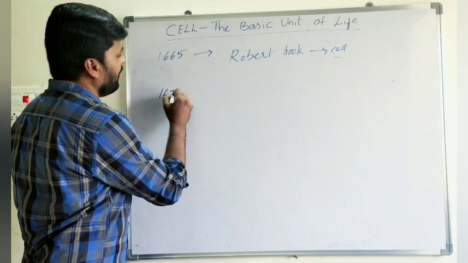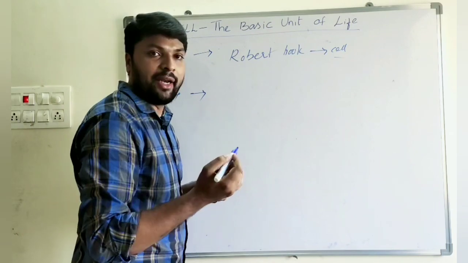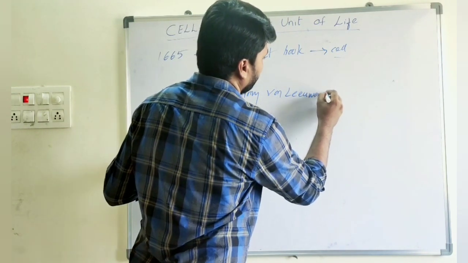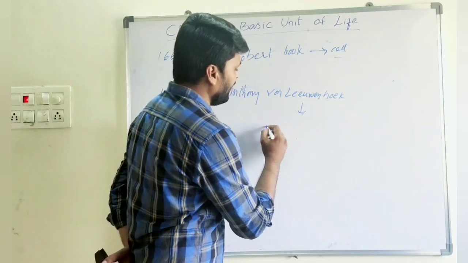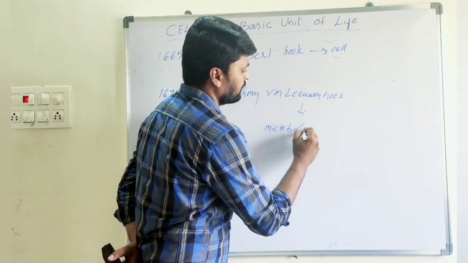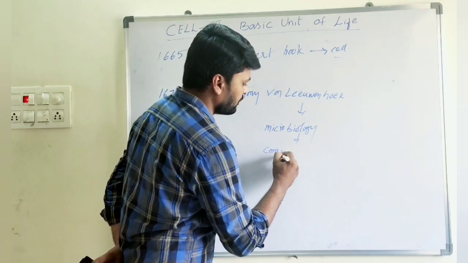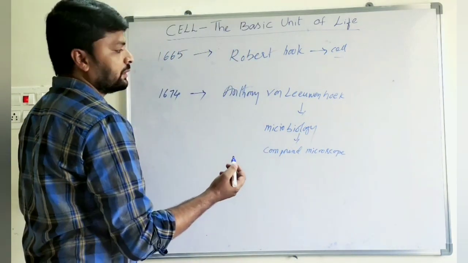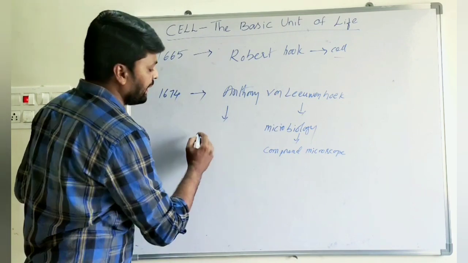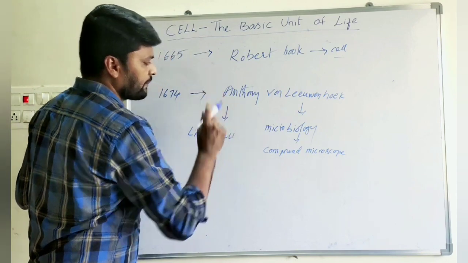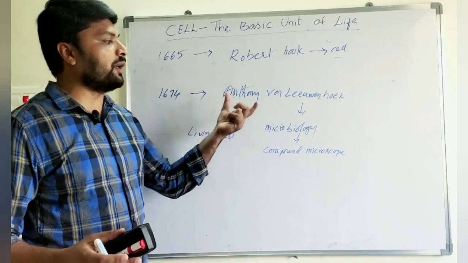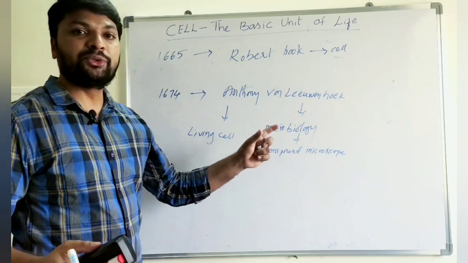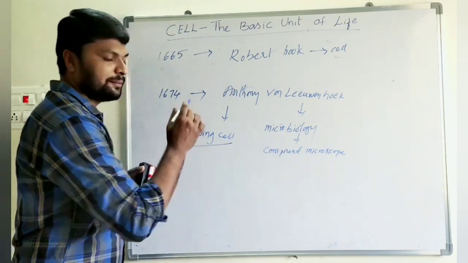In the year 1674, the scientist Anthony van Leeuwenhoek, also called the father of microbiology, discovered a compound microscope. For the first time, by using his own magnifying lens, he observed a living cell.